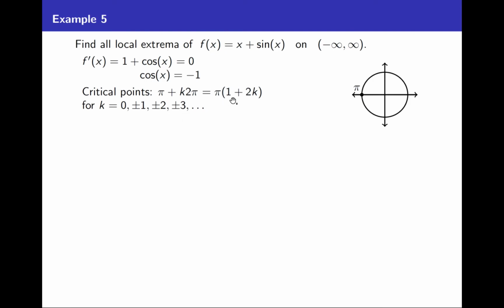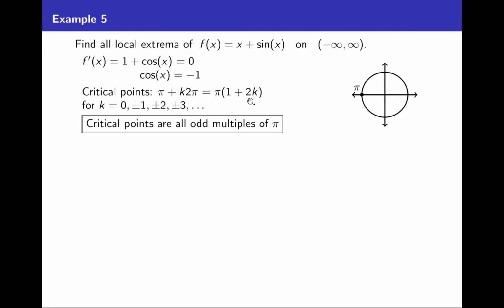So you have pi times 1 plus 2 times an integer, and 1 plus 2 times an integer is just an odd number. So really, if you want to distill it down to its essence, those are all the odd multiples of pi. So the critical points are all the odd multiples of pi, like 1 pi, 3 pi, 5 pi, 7 pi, and so on. Let's draw them on a number line.